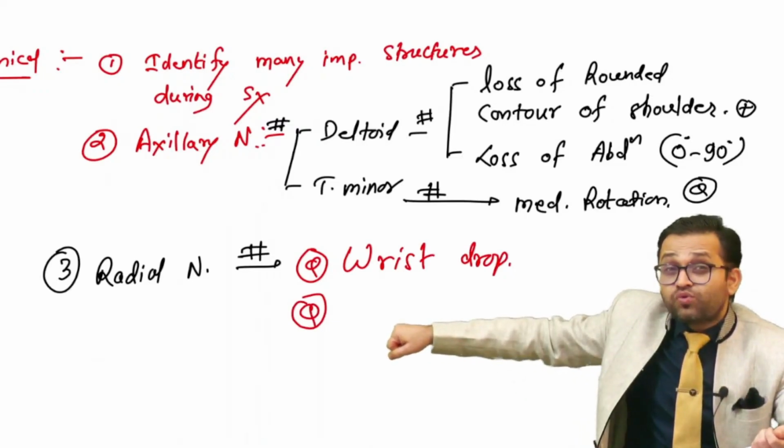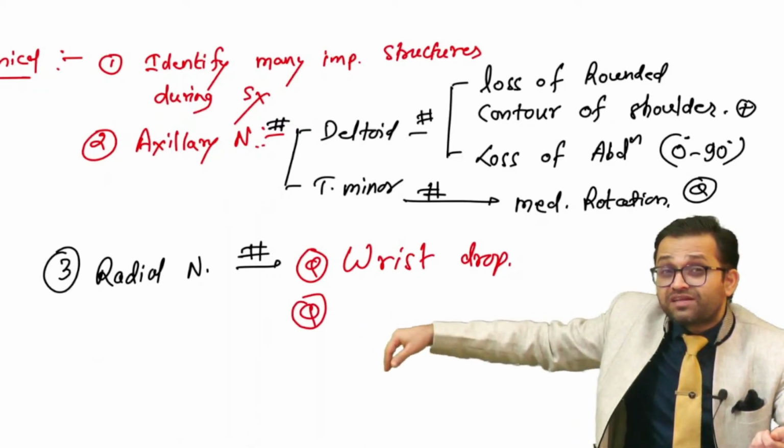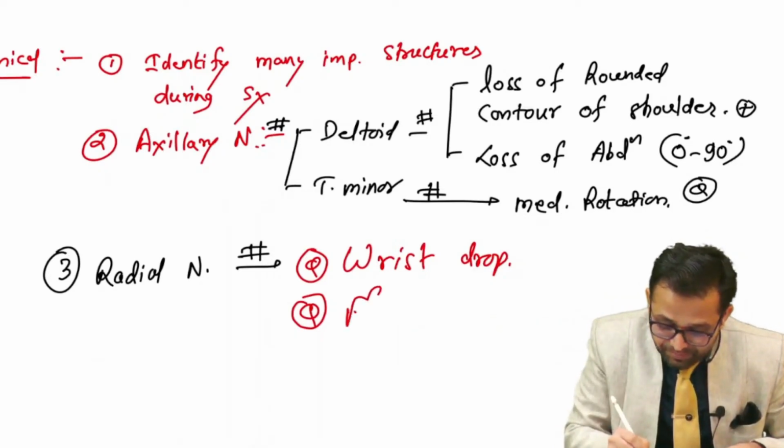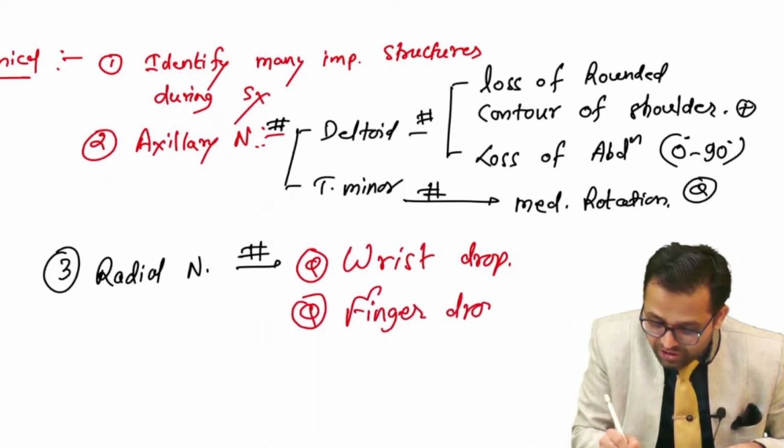Also the patient is not able to extend the finger. So beta, the finger will not extend, the finger will go down. So you can remember there is the finger drop.